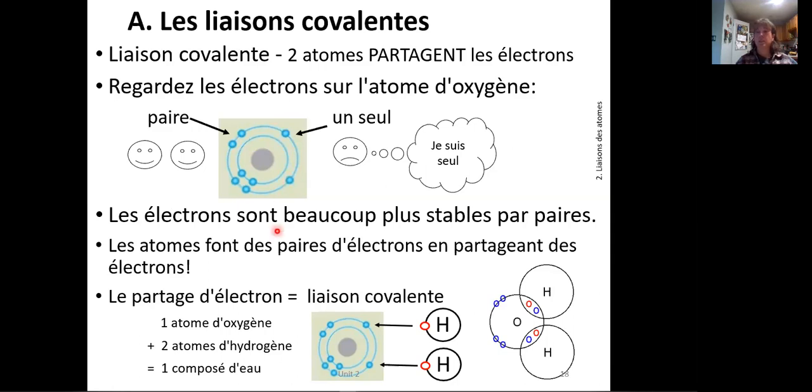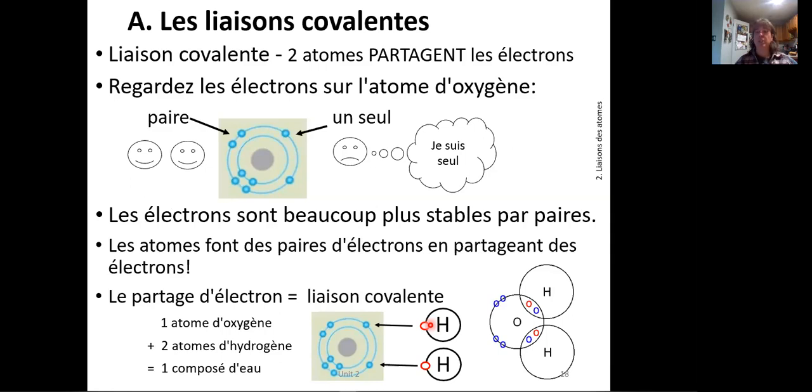So how is this atom going to get another electron to make this electron happy? It needs another atom with single electrons on its shell. Electrons are most stable in pairs. Atoms make electron pairs by sharing electrons. If you share electrons, this is called a covalent bond.